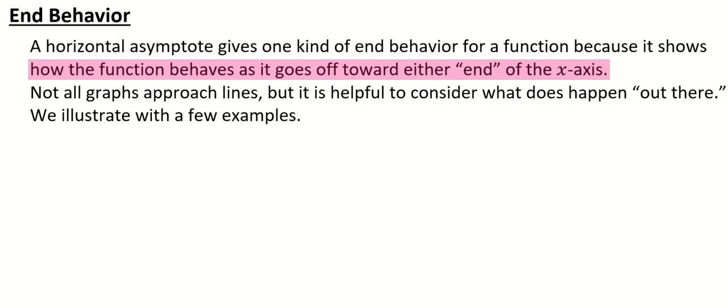End behavior. A horizontal asymptote gives one kind of end behavior for a function because it shows how the function behaves as it goes off towards either end of the x-axis, to the right or left forever. Not all graphs approach lines, but think about a parabola, for example. A regular parent parabola, wouldn't its end behavior go up forever as we go off to the right forever? And on the other side, wouldn't it be going up forever again as we also head to the left forever?